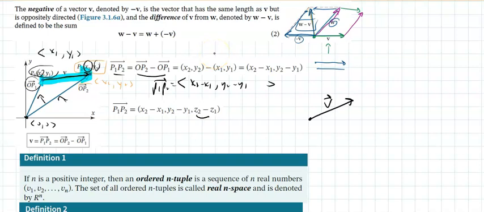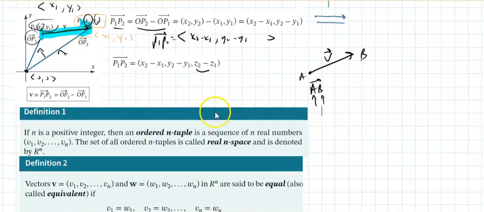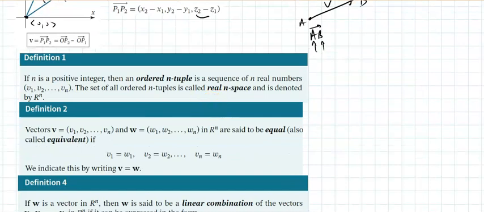I could call this vector v. I could call this vector AB. AB is normally better, it tells you where you start and where you terminate. Now, if n is a positive integer, then an ordered n-tuple is a sequence of n real numbers, v1, v2, all the way to v sub n. The set of all ordered n-tuples is called the real n-space and denoted by R^n.